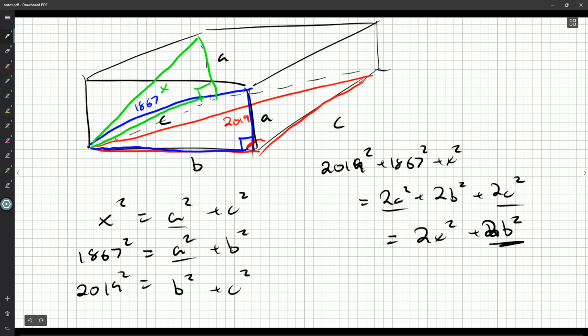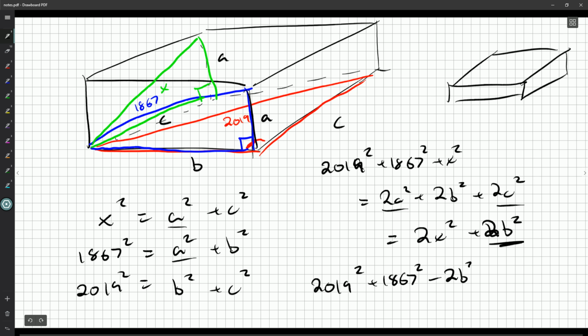I'm going to bring this unknown B. Now, we can make the boxes really thin and long if we need to. There's a lot of variability there. But one thing we can't do is make the dimension 0. So cancel out an x from both sides. We've got a formula here for x squared. We're saying x squared can be anything as long as it's strictly less than 2019 squared plus 1867 squared.